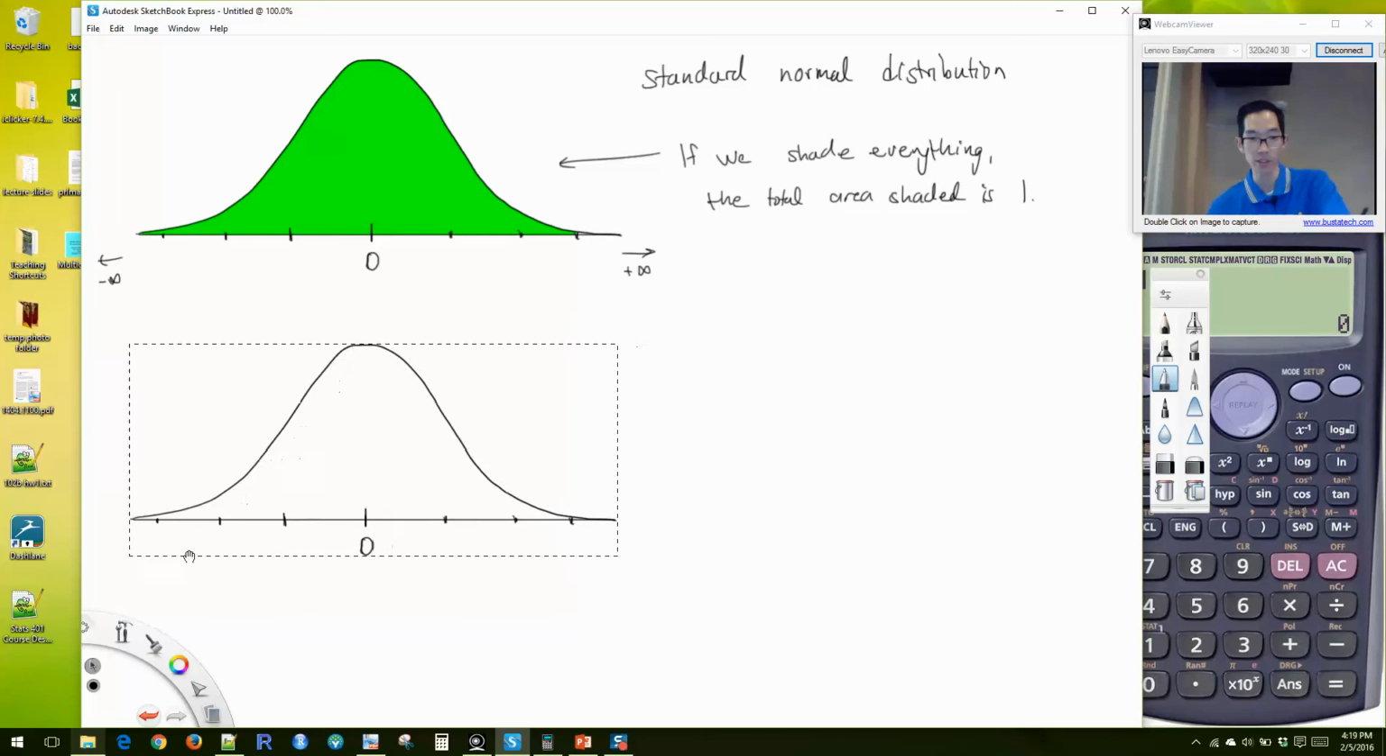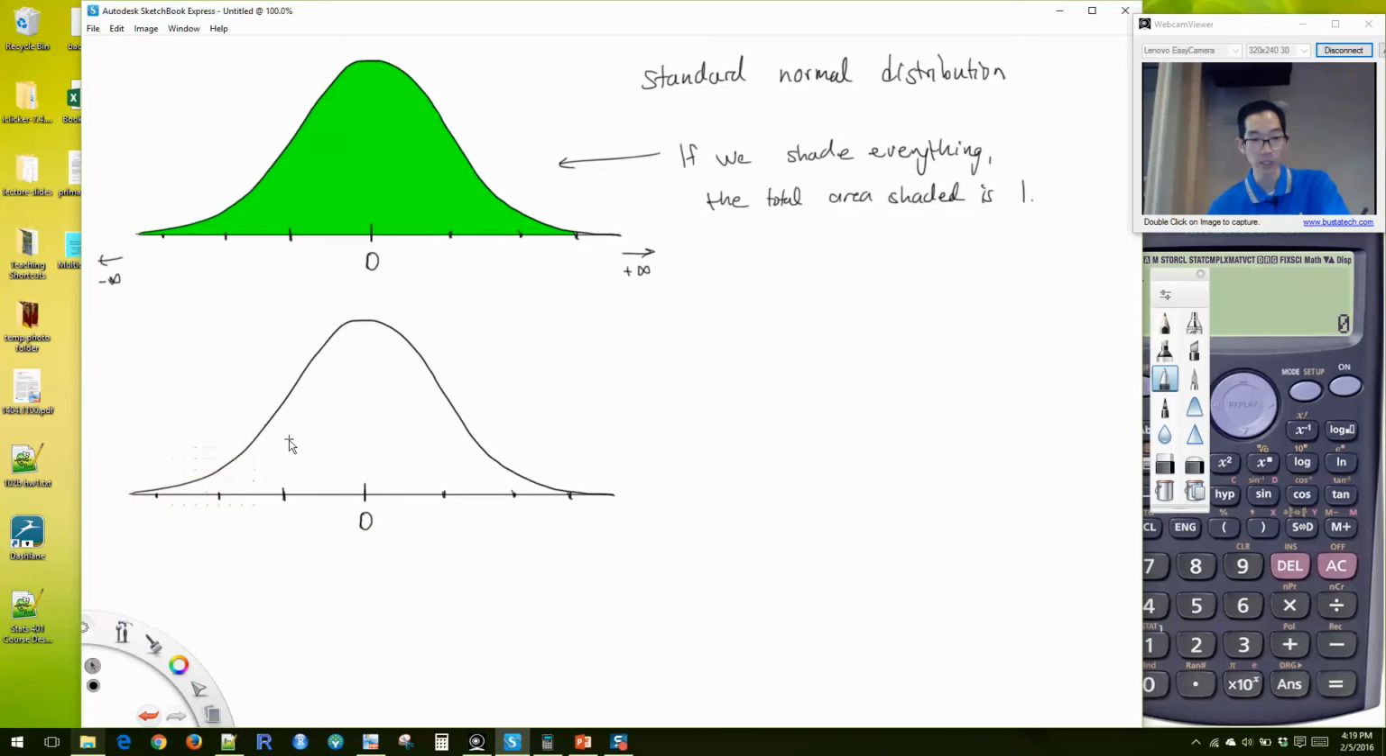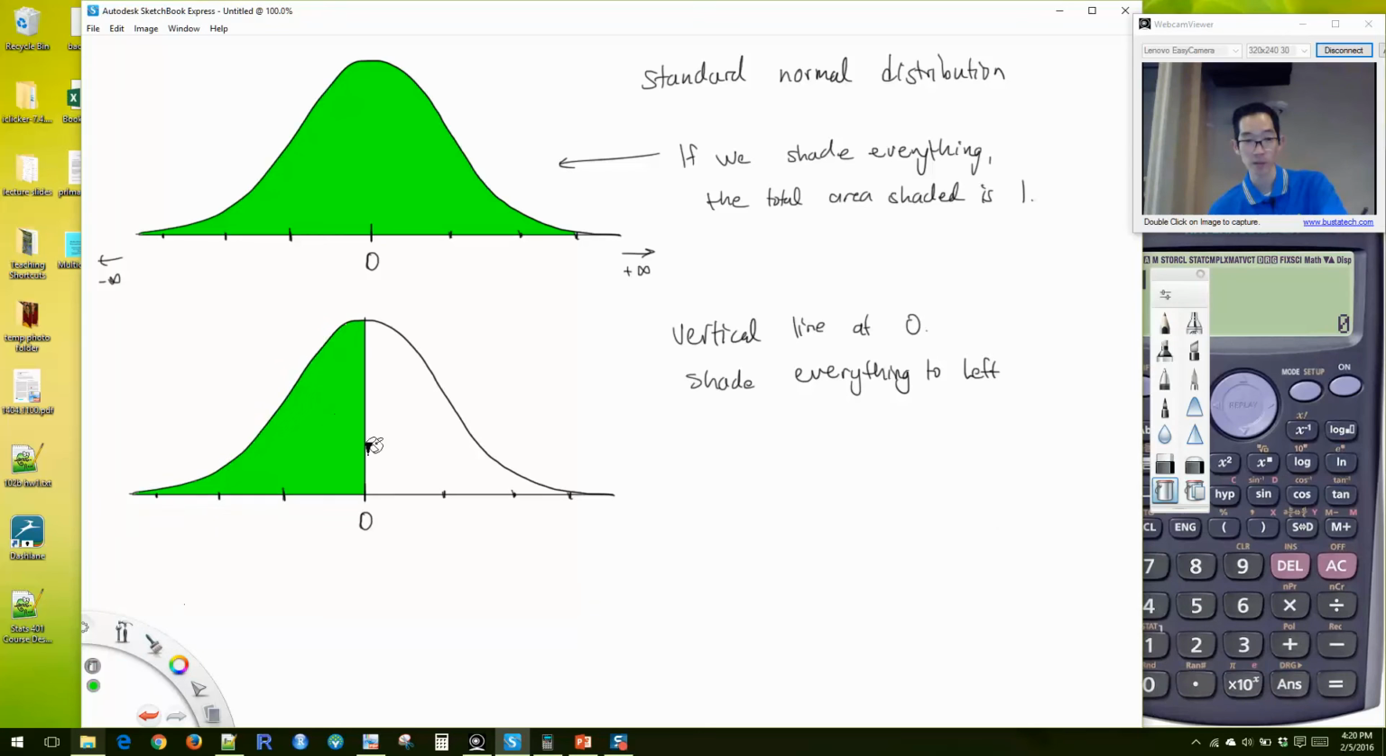let's check our understanding here. If I draw a vertical line at 0, okay, and I shade everything to the left, how much do I have shaded?